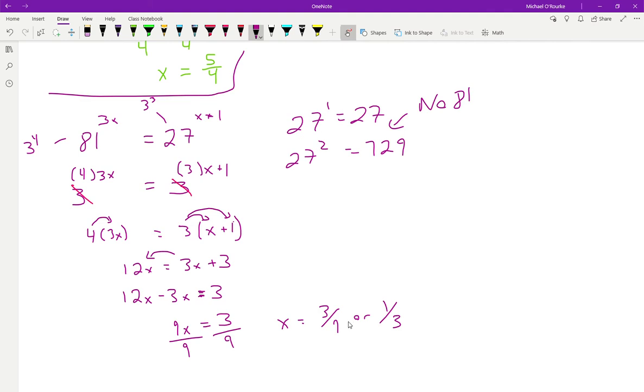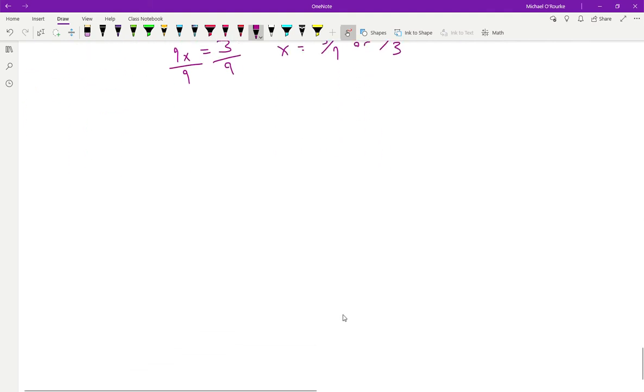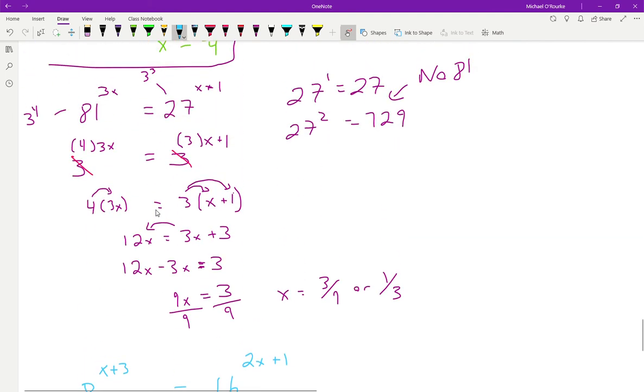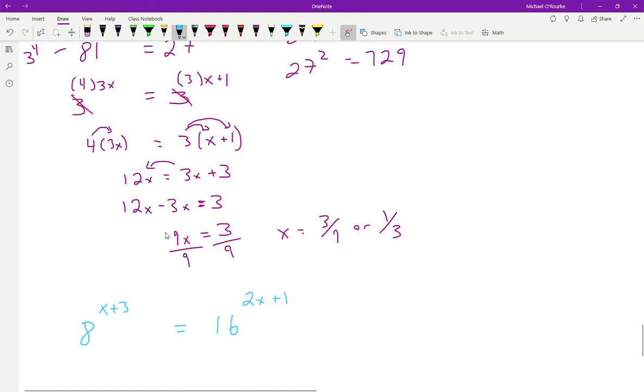All right. Last one to practice. So 8 to the power x plus 3 equals 16 to the power 2x plus 1. Okay. So if you want to use this one as your guide, you can take a shot at this one and pause it for me and go from there.